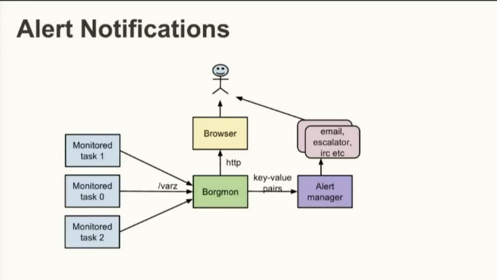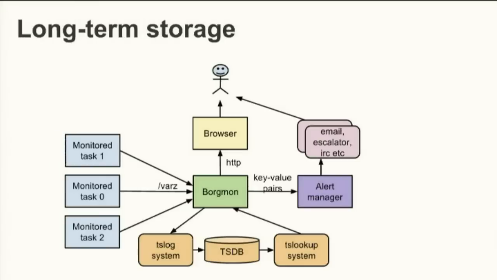Borgmon sends alerts as key value pairs, similar kind of stuff, back to a program called the Alert Manager. The Alert Manager then decides who needs to receive that notification and sends it through a bunch of notification methods back to a user, maybe the same person who's looking at the console right now. The long-term storage is through an ingestion pipeline, a big database, and then there's a lookup system so individual Borgmons can then go back and query old data. Even though they don't have it in their current memory, you can still write expressions in it to say, please tell me about what happened 7 days ago.